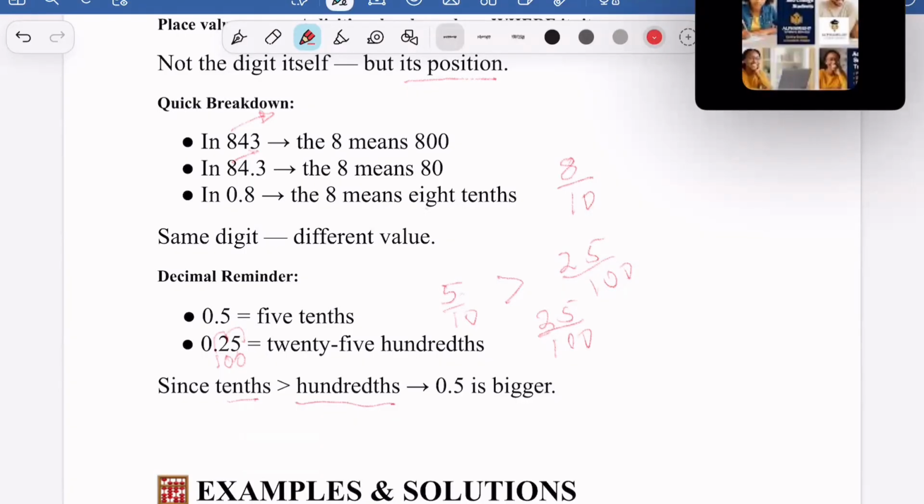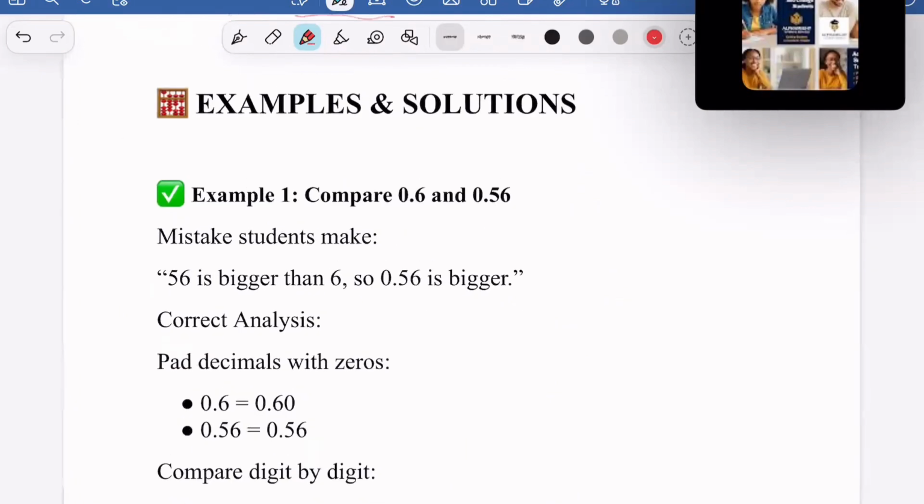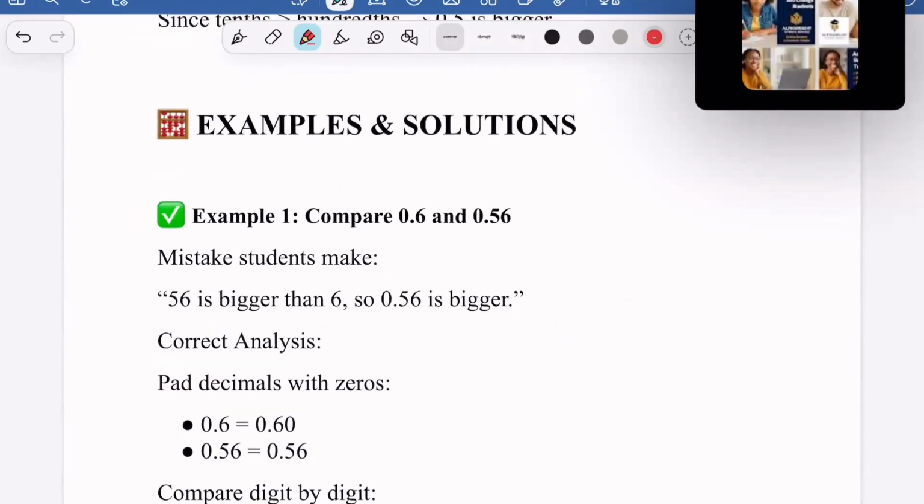Okay, now let's see what we have next. Let's look at my examples and solutions. Let's compare 0.6 and 0.56. All right, this is becoming very interesting.